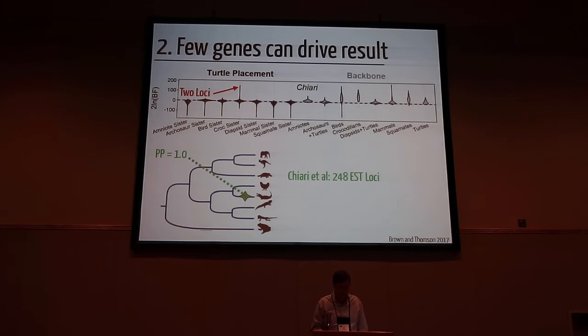So a natural thing to do at that point is to go from 248 loci to 246 loci and redo the analysis. If you do that, turtles jump over to being sister to archosaurs, again with high posterior probability. Okay, so we're saying fundamentally different things about when these major lineages of amniotes arose. This has implications for how the shell evolved, how all sorts of morphological features evolve. So that's a troubling result.